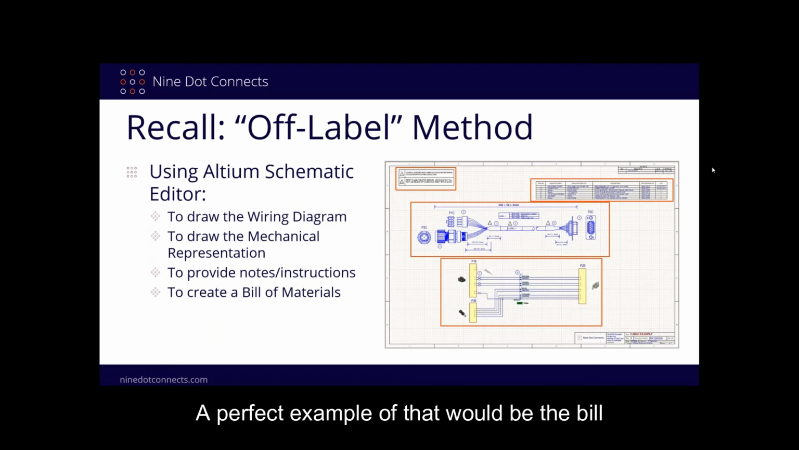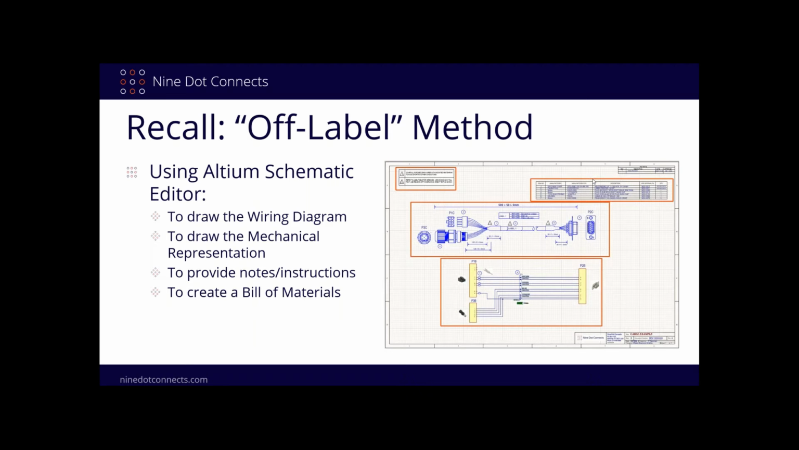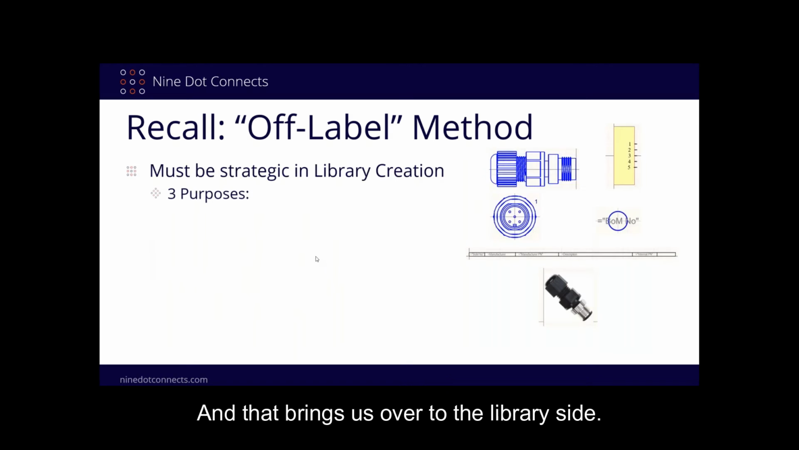A perfect example of that would be the bill of materials. We wouldn't bother putting that on the schematic, right? That's always been a separate sheet. But for something like this, where we want to keep everything consolidated for the assembler to put together, it makes perfect sense to have it on there. So we have to kind of work with what we've got over here, and that brings us over to the library side.